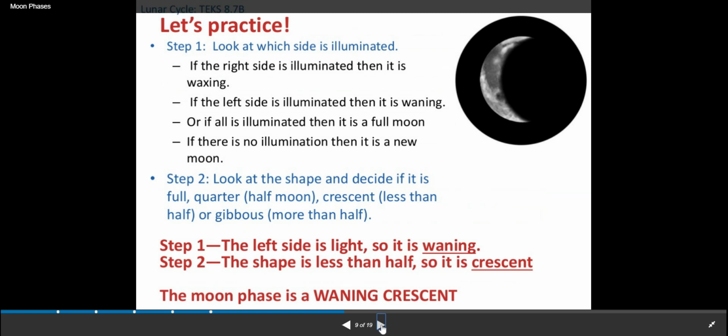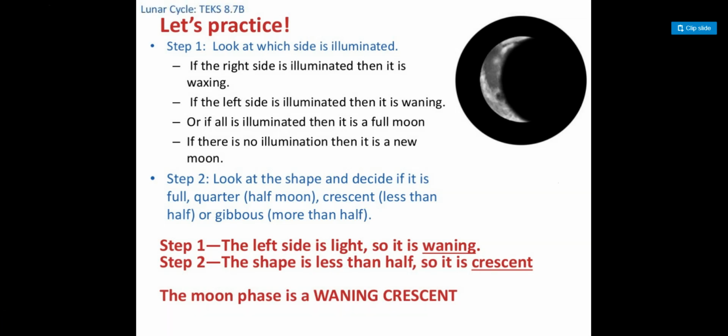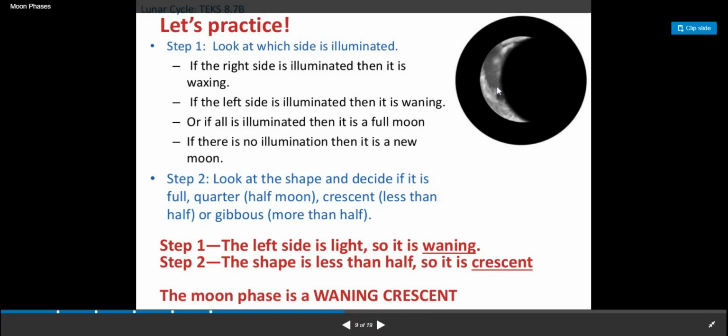So let's practice. Let's look at this picture over here to the side, this illustration. If the right side is illuminated, it's waxing. If the left side is illuminated, it's waning. Or if it's all illuminated, it's full. Or if there's no illumination at all, it's a new moon. So it looks like to me that it's illuminated on the left side. Okay, so now we know that we have a waning moon.